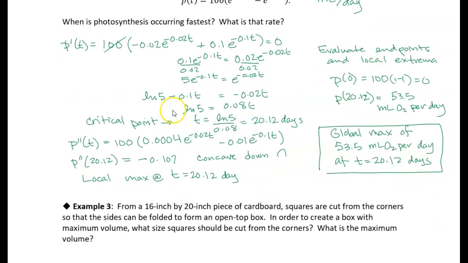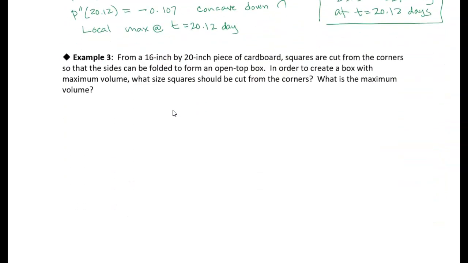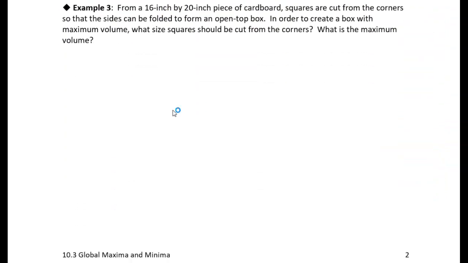All right, so let's look at another example. Let's keep going with these examples. For this one, we've got a flat sheet of cardboard, 16 by 20, and we're going to cut squares from the corners and then fold up the sides to form an open top box. In order to create a box with maximum volume, what size squares should be cut from the corners? And what is the maximum volume? Okay, so let's draw a picture of what this looks like.